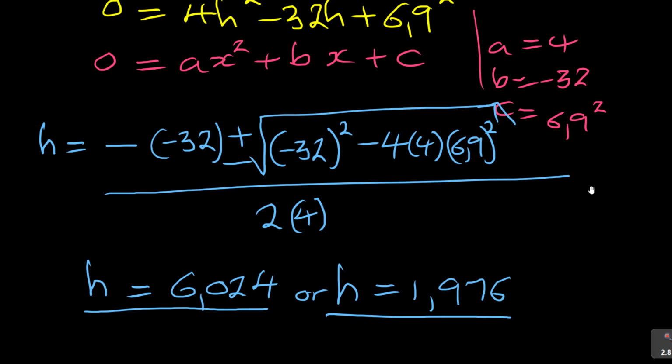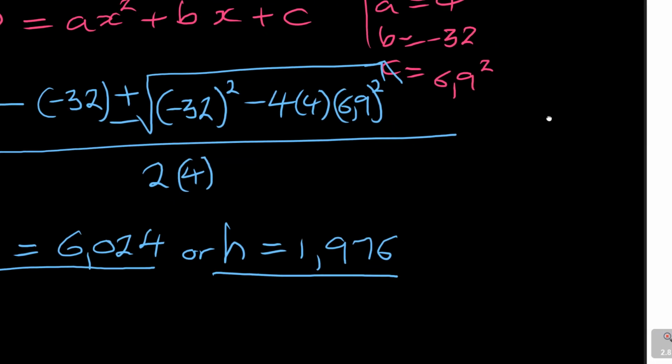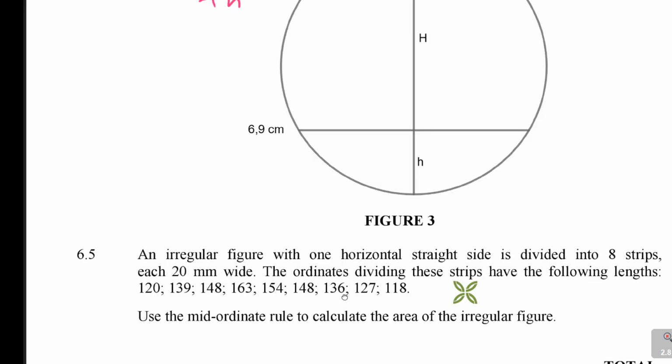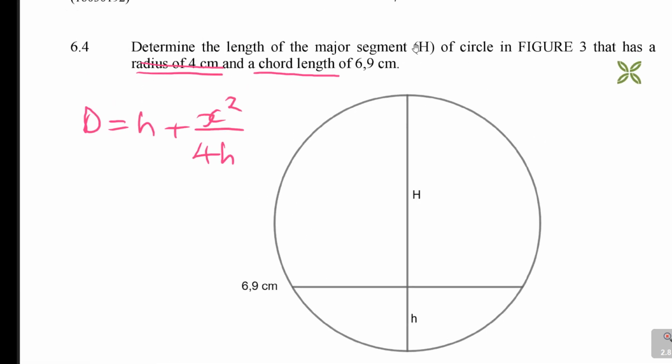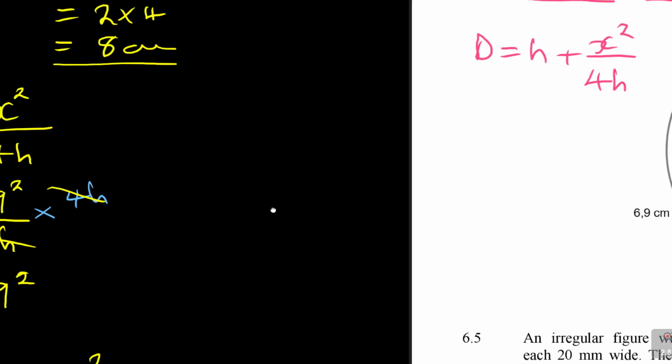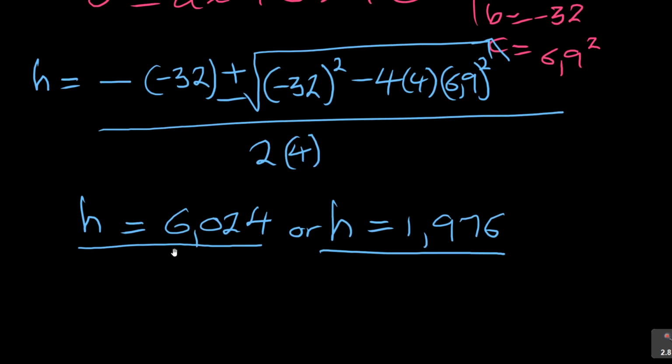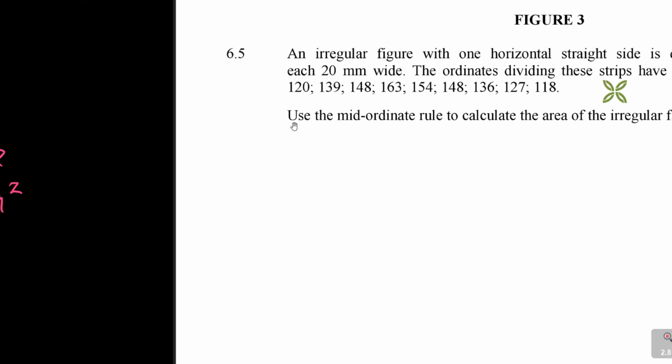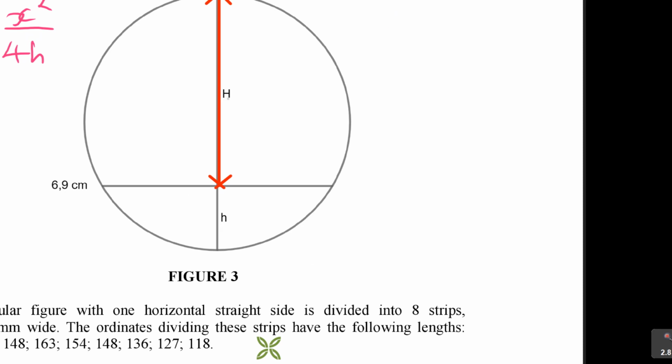Now the question comes back. Look at these 2 numbers. Look at the question, it says determine the length of the major segment. You see, they say major segment. Then you have to conclude now. We have two values. So here, this is the major segment H. It's saying from here to here, that is the part which says the bigger number. You take the bigger number, 6,024. So that's your 6,024 here. So H is equal to 6,024.